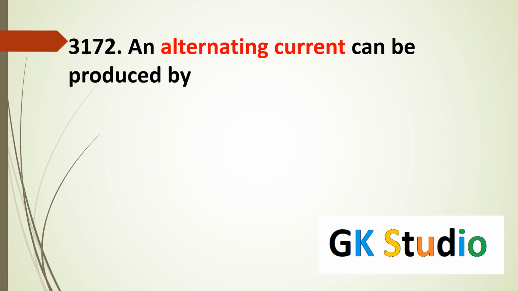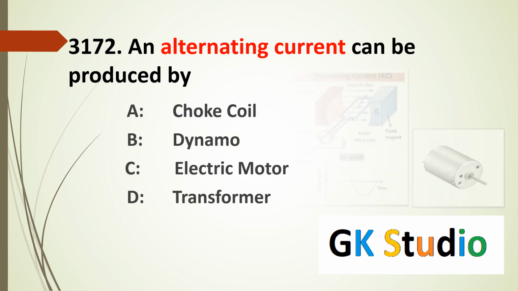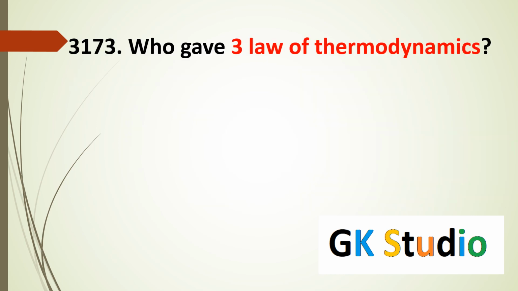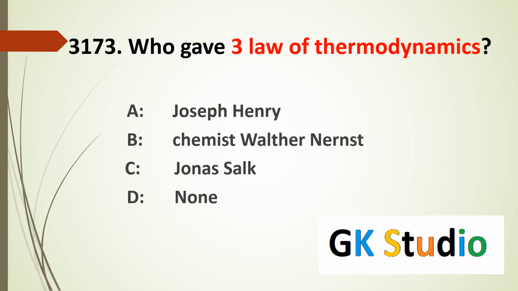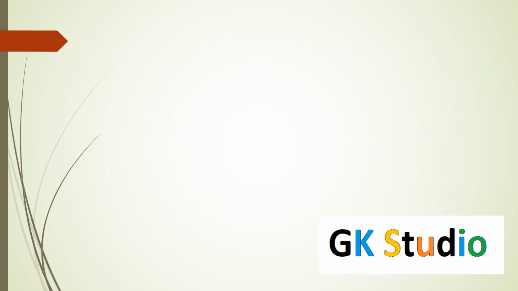An alternating current can be produced by a generator. A generator can produce the alternating current. Who gave the third law of thermodynamics? Walther Nernst gave the third law of thermodynamics.